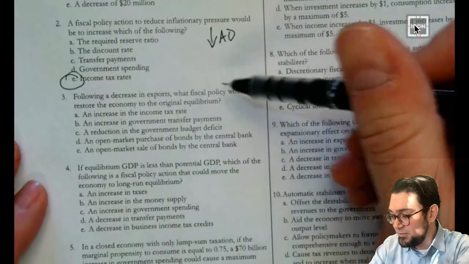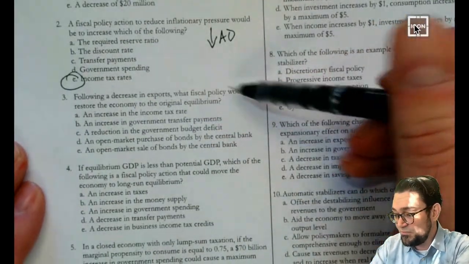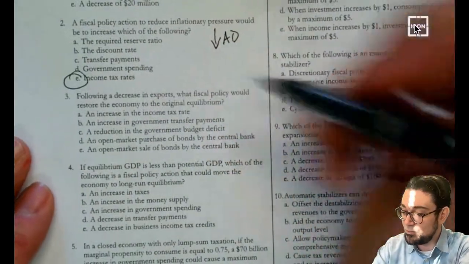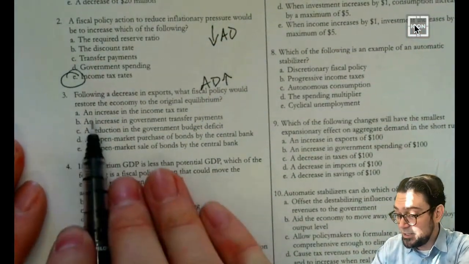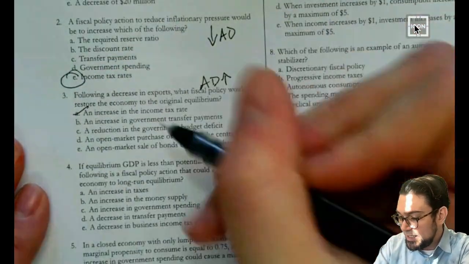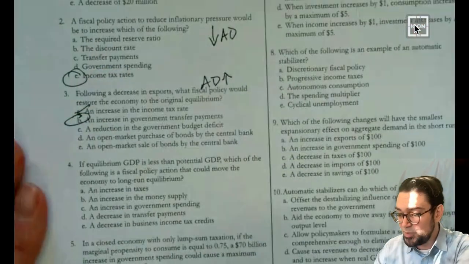Number 3, given a decrease in exports, what fiscal policy would restore the economy back to the original? We want aggregate demand to go back up. An increase in taxes wouldn't do it. An increase in transfers would do it. So B is going to be our answer.